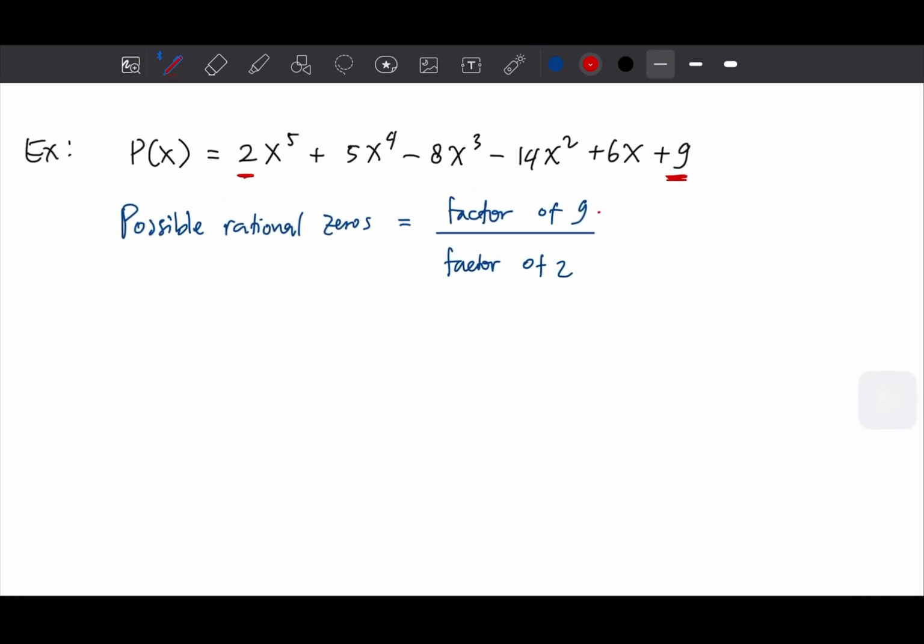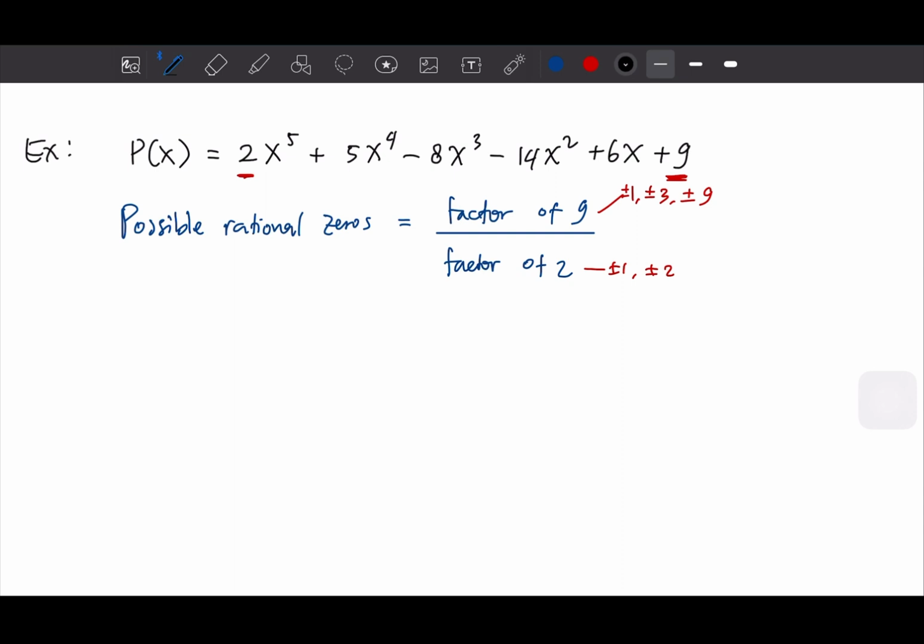So 9 has factors plus minus 1, plus minus 3, and plus minus 9. Is there any other factor? I think just these 3 numbers. And for 2 it is plus minus 1 and plus minus 2, right? So we have the rational forms of factors of 9 over factors of 2.